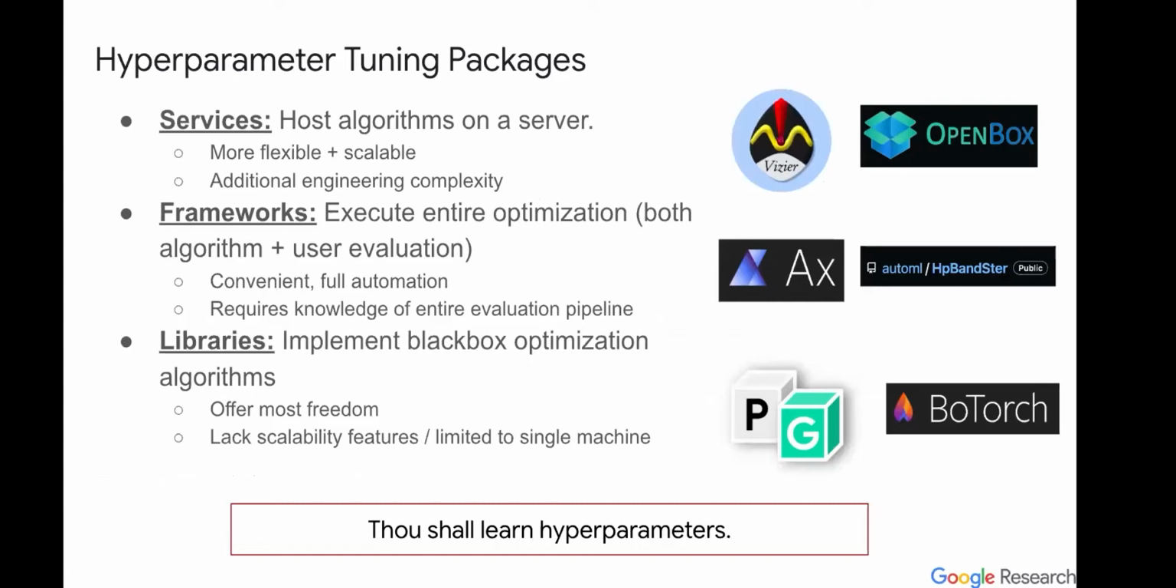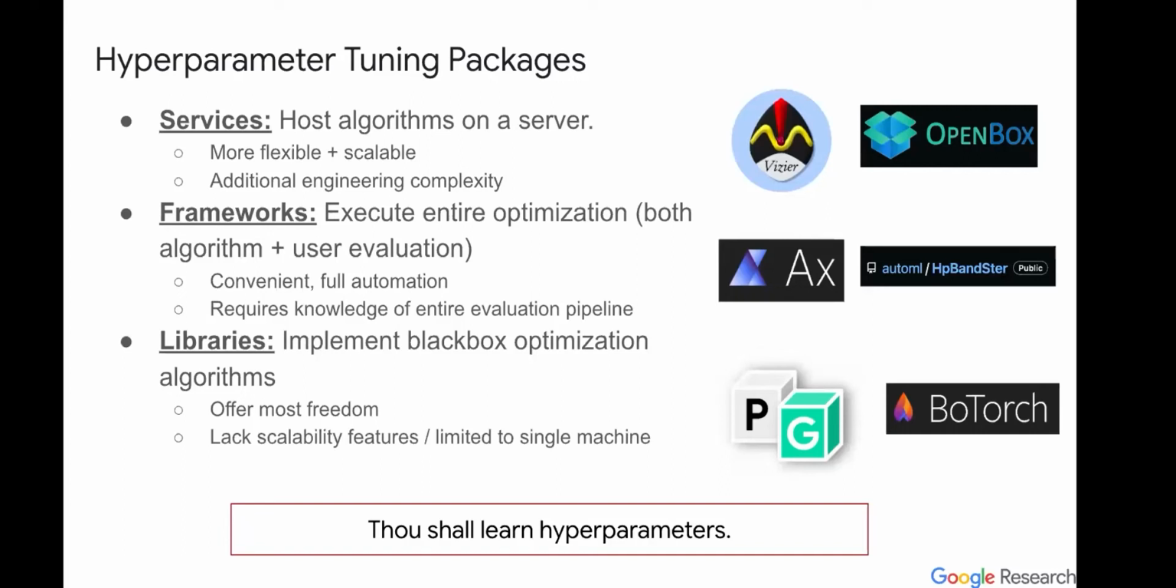The second one are frameworks. They execute the entire optimization themselves. While they're convenient and automate everything, they also require knowledge of the entire evaluation pipeline, right? These include Ax and HpBandSter.